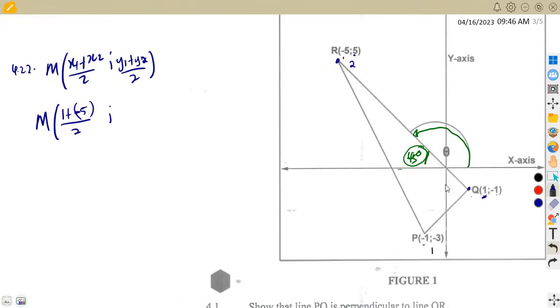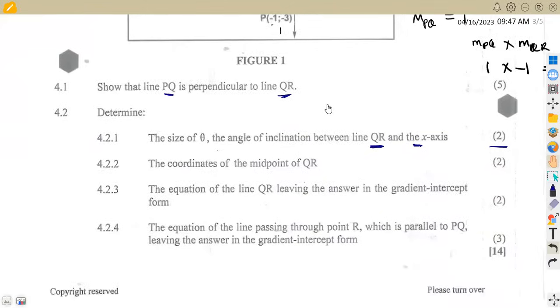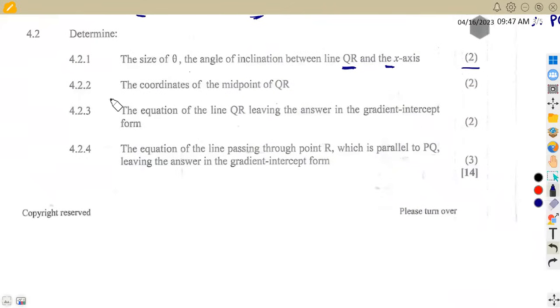We move on to y. That's minus 1 plus a positive 5, everything over 2. So this is going to give us m. So m is going to be negative 2 if we simplify this direct from our calculator. All right, so from there, we are now given 4.22 to calculate the coordinates. All right, this is the one that we calculated.